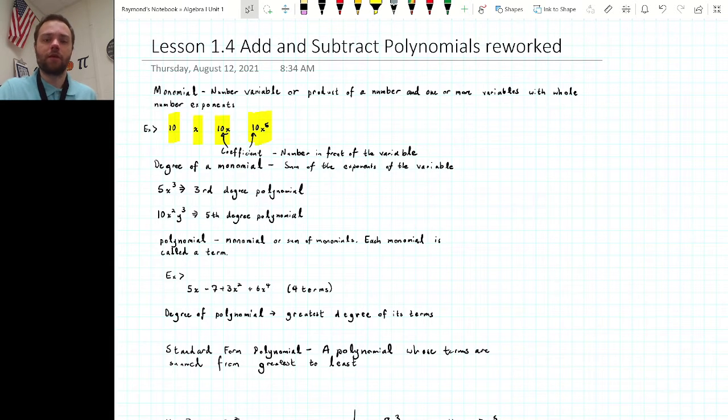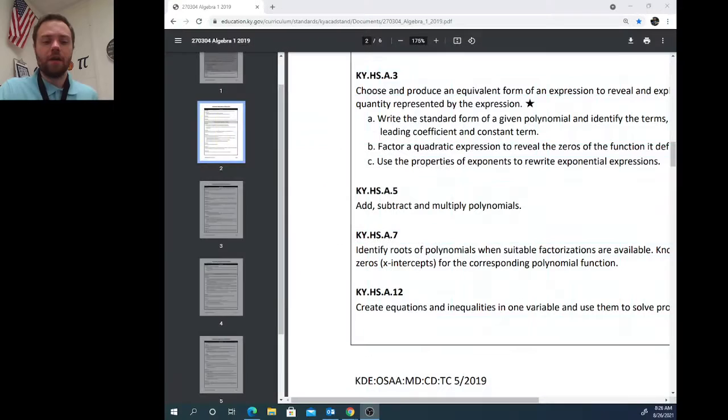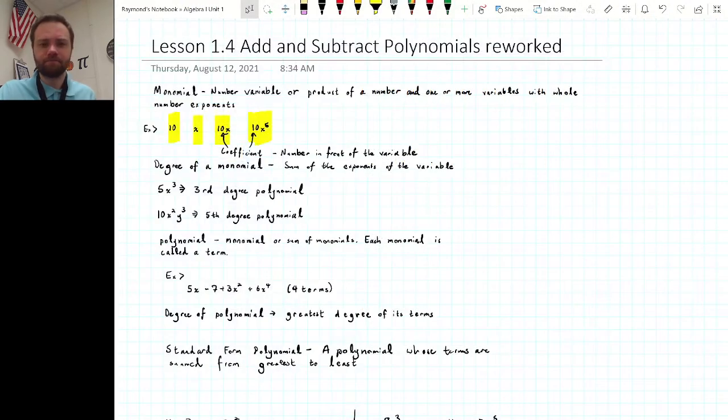Okay, so before we start, I want to talk about the standard. And I want to start doing clear learning targets. So it just so happens that the standard is pretty clear. It's not always going to be clear, so I'll have to break it down into a pretty clear learning target. But in this case, you're going to add, subtract, and multiply polynomials, and you're going to learn what polynomials means. If you're not sure what that term means, we're going to go over that in this lesson.